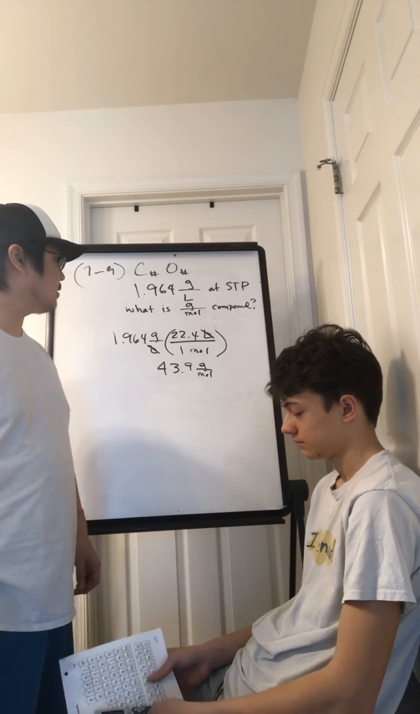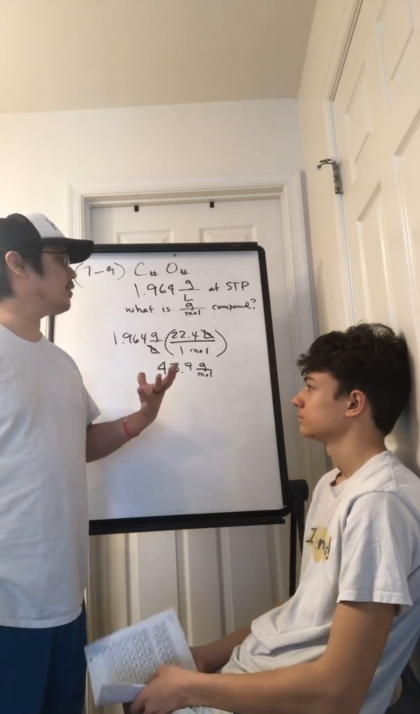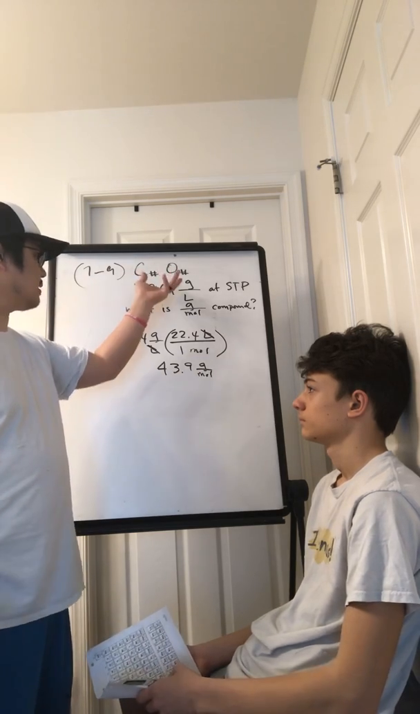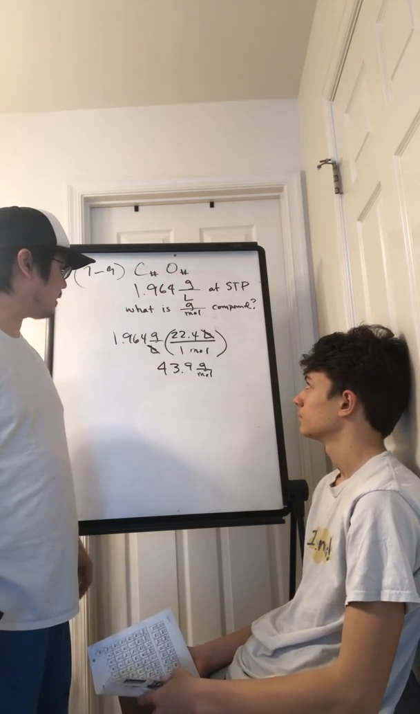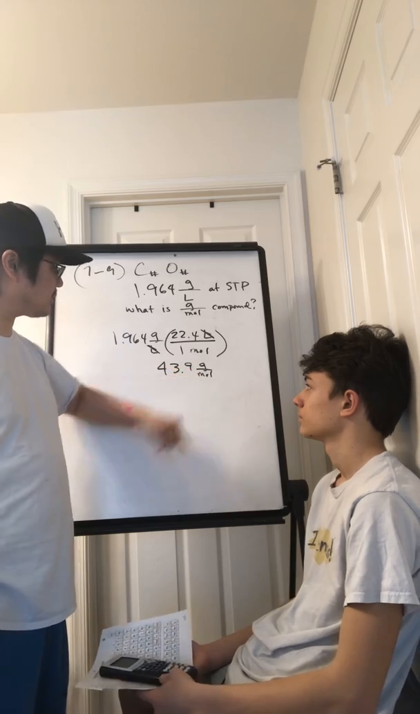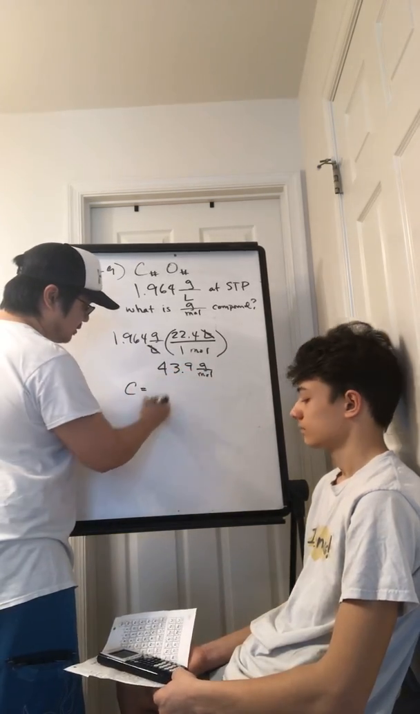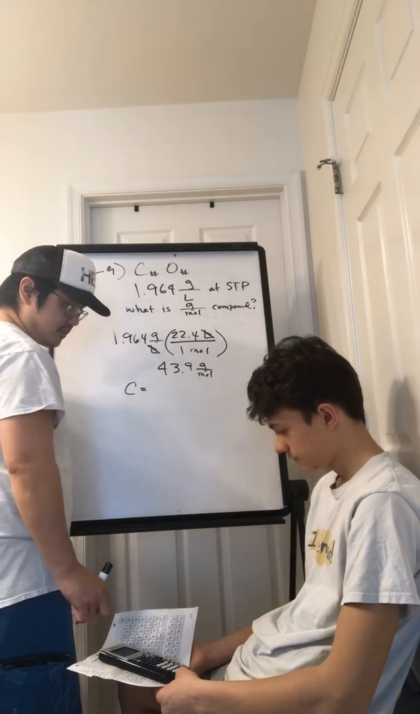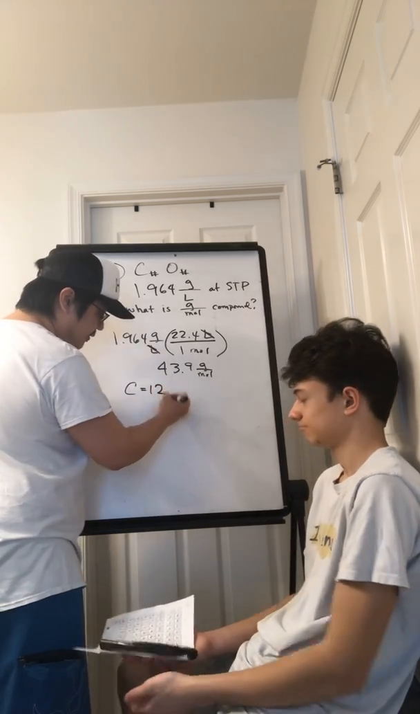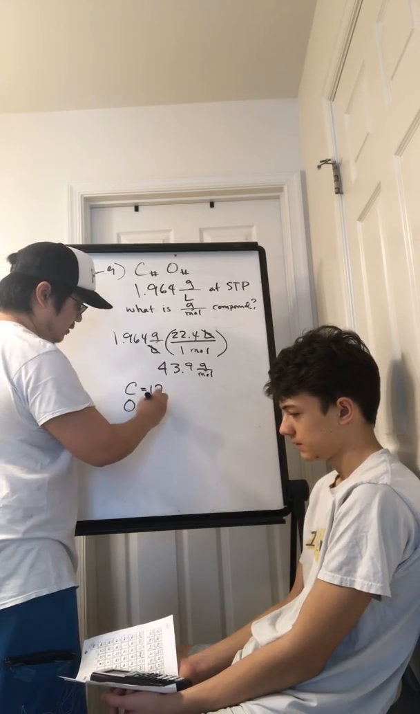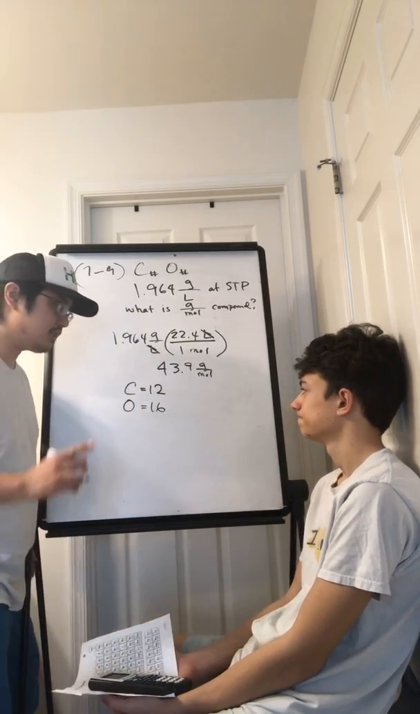Now, here's a good question. And this isn't a part of the example problem. This is just something I'm curious to know. Is this carbon monoxide? Is this carbon dioxide? I know that the molar mass is this. What is the molar mass of just carbon? 12. And what is the molar mass of oxygen? 16. Okay. So check this out.